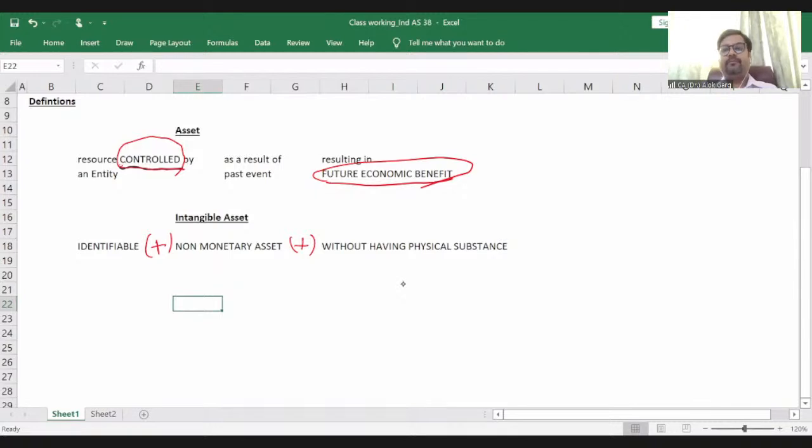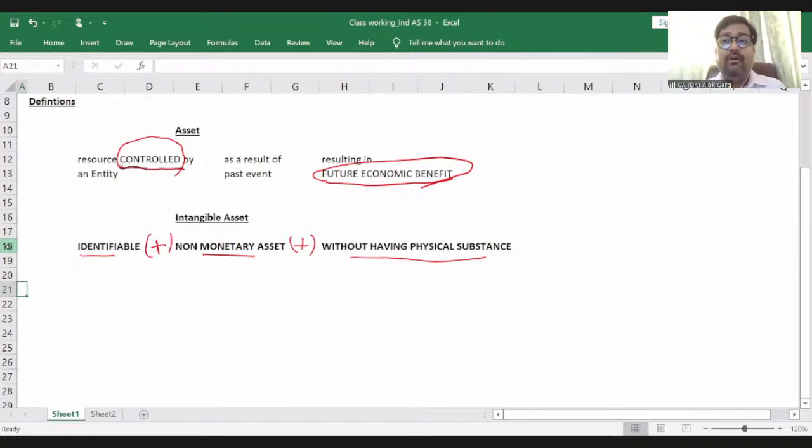So this is the definition of intangible asset. These three words are very important: identifiable, non-monetary, asset without having physical substance. First of all, I'll start with without having physical substance. Do I need to explain the meaning of without having physical substance?